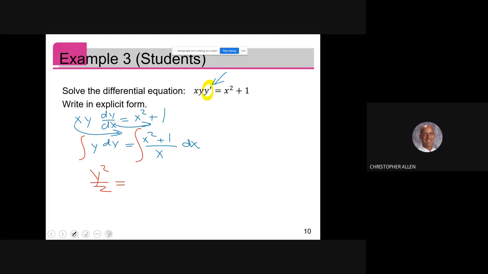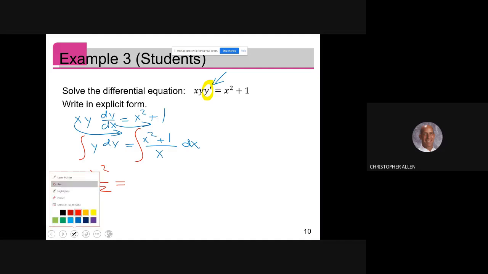And this can be someone in the virtual class as well. How do you integrate this x squared plus 1 over x? Yeah, Riley, go ahead. Sorry. If you separate them like x squared over x and 1 over x. That's exactly right, Riley. Good job.